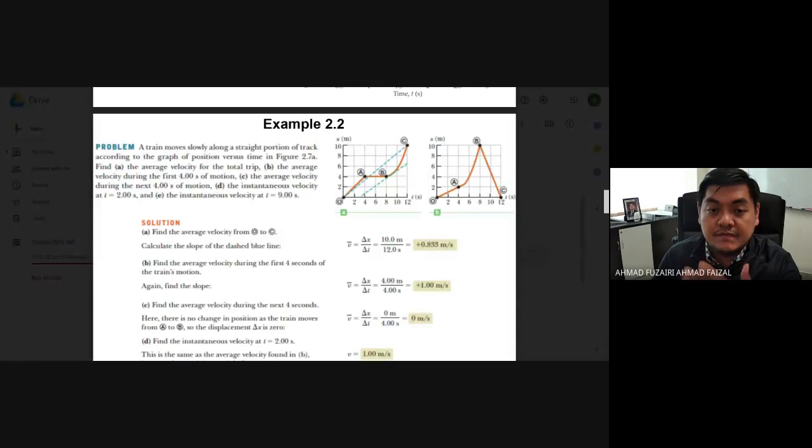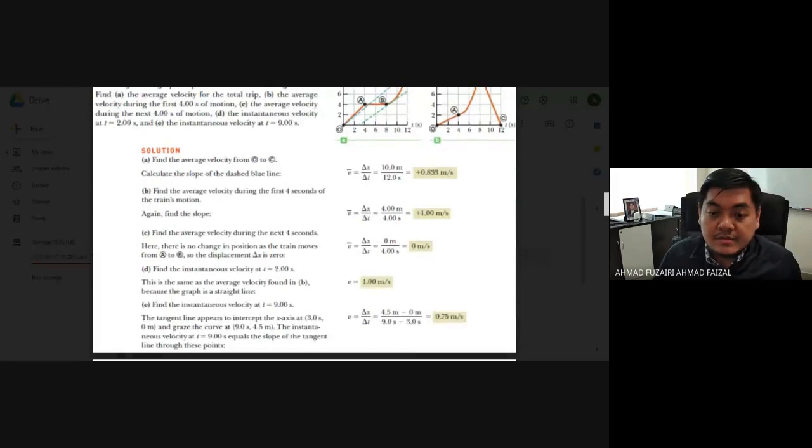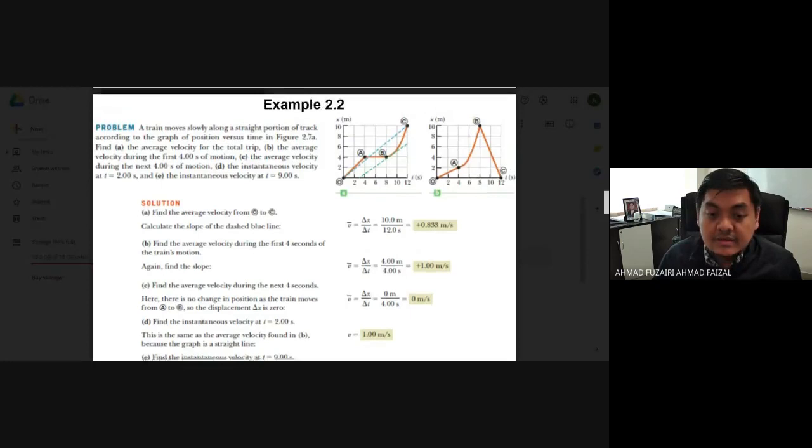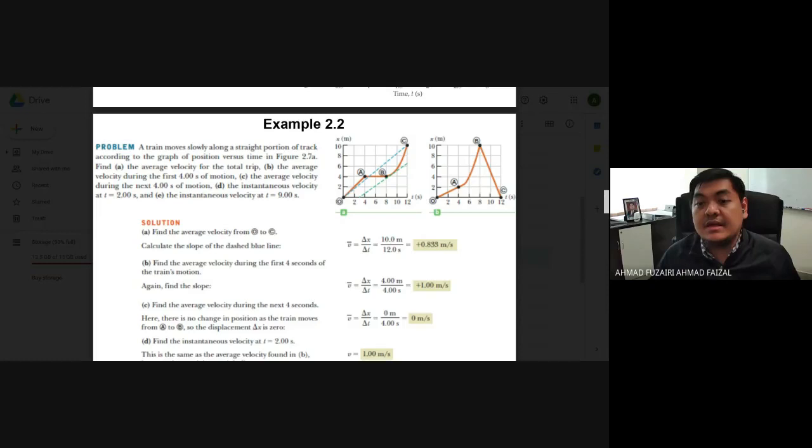How about instantaneous velocity? We have already discussed that the instantaneous velocity will be the tangent. Let's say here, from B to C in figure A, it is a slightly curved graph, so we cannot find a normal slope. In order to find a slope, we need to define which part.